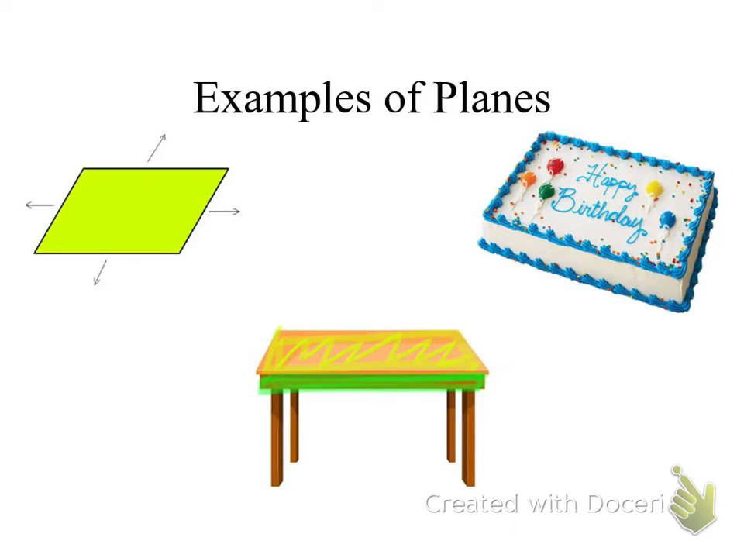How many planes can we see on this birthday cake? We can see 3 of them. So we can see what part of this is a plane. The top, right? And then we can see 2 sides, right? So that's where the other 2 planes are. So this side is a plane. And then this side over here is also a plane. So 1, 2, 3. So when you look at your sandwich when you go to eat lunch, that's also a plane.